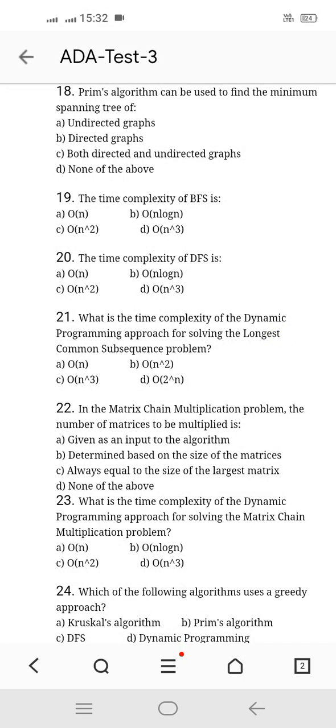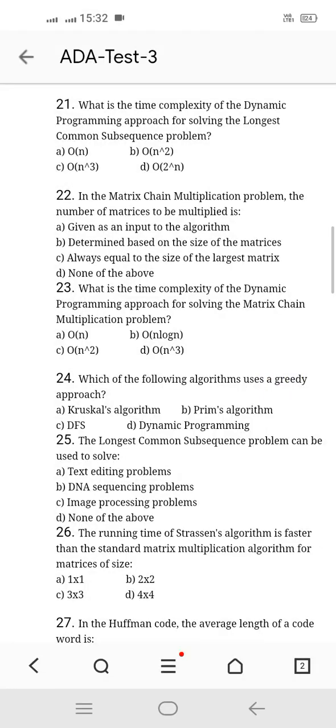17th, the time complexity of BFS is option A, order of n. The time complexity of DFS is option A, order of n. What is the time complexity of dynamic programming approach for solving the longest common subsequence problem? Option B, order of n square.